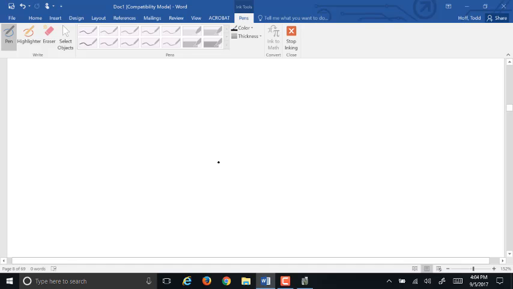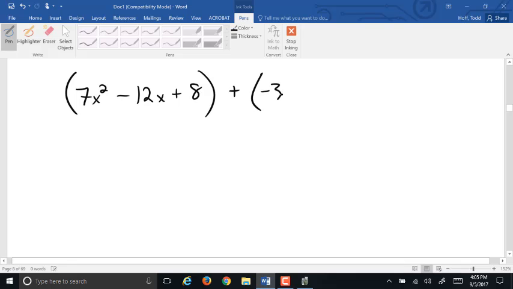Unfortunately, as we said, in an algebraic number, each digit can be positive or negative on its own. So it can become a little bit more confusing when we throw in the negatives. So 7x squared minus 12x plus 8, plus a negative 3x squared plus 8x minus 13.